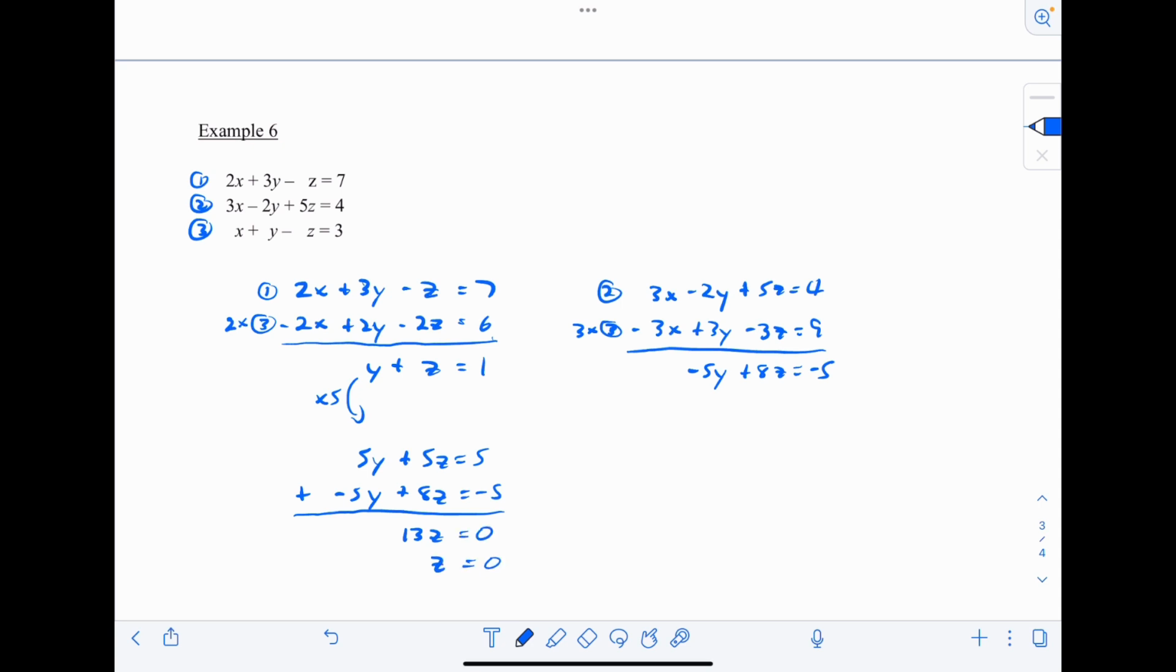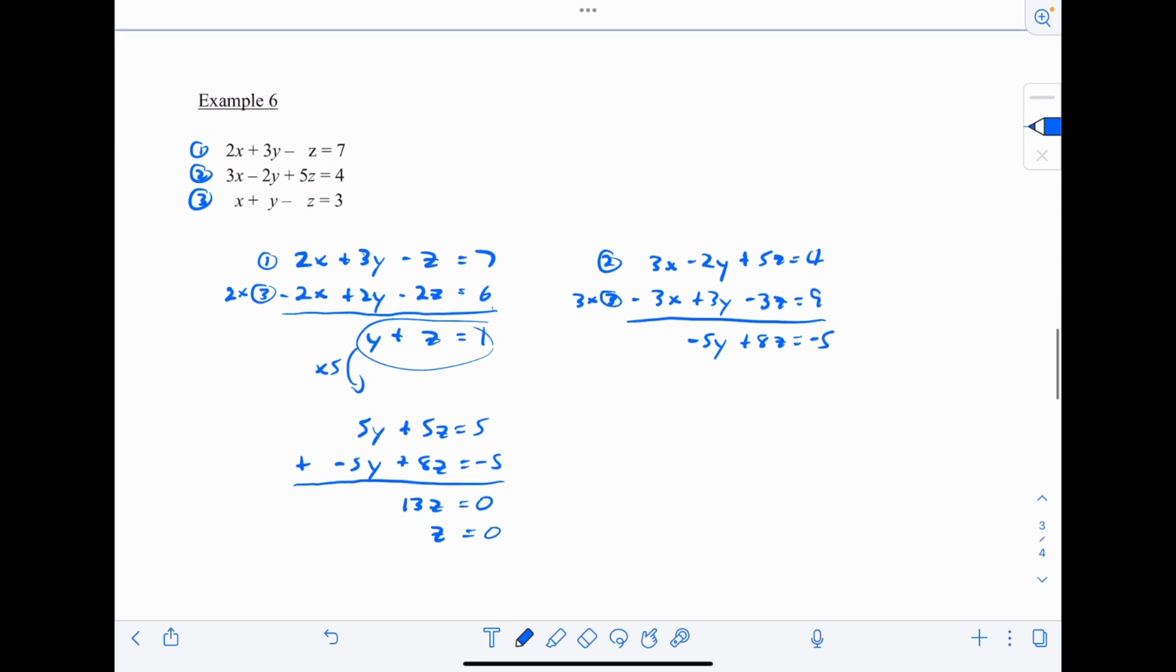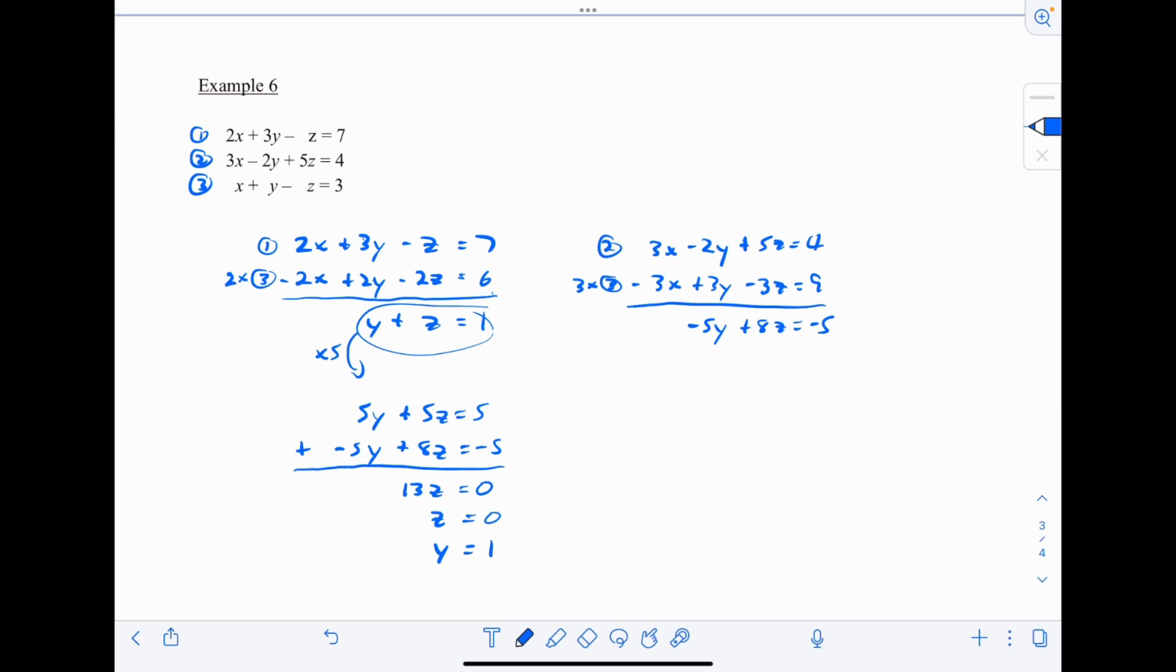And now I just start backtracking to find the other values. So if I take z equals 0, plug it into either one of the two equations, I'll just plug it into this equation right here. That's going to give me y equals 1. And now plugging those back into any of the three original equations, for example, if I take that last one, if y is 1 and z is 0, that means that x would have to be 2. So that is my solution to that system.